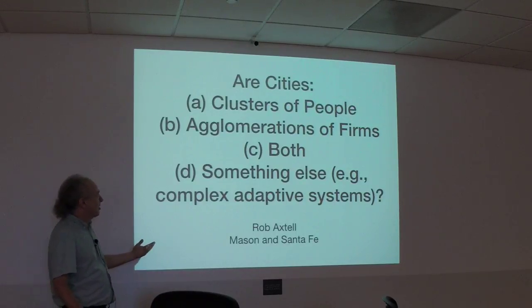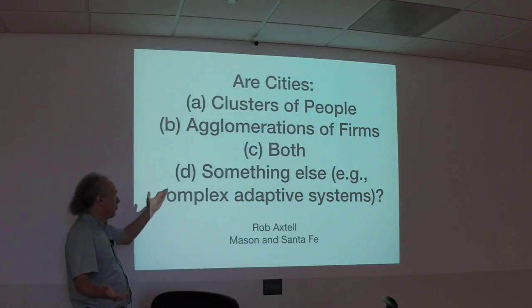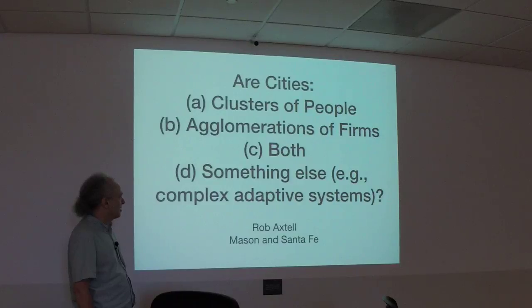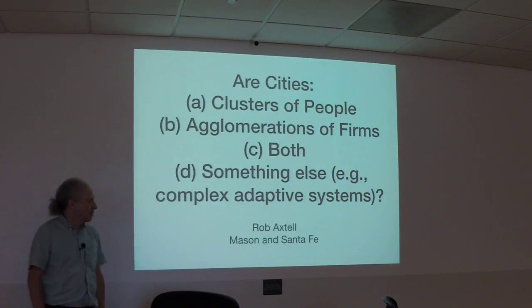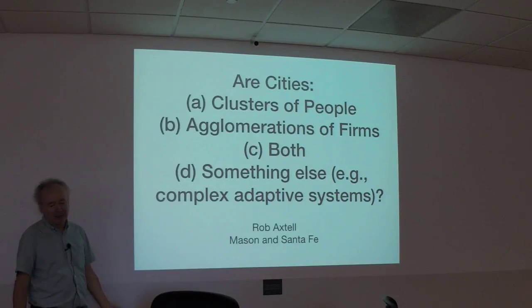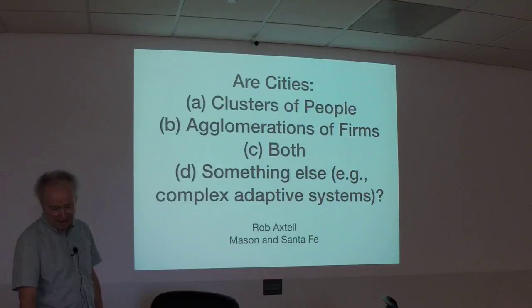Of course cities are agglomerations of people. Of course they are clusters of firms. Backwards, of course they are. But which one drives the other one is the question. And so I'm not going to have a definitive answer, but I want to show you a whole bunch of new data about this, and suggest a possible insight into how the whole thing works.